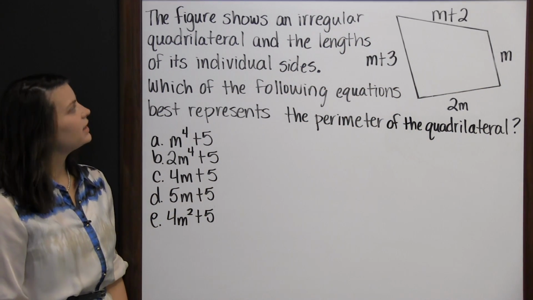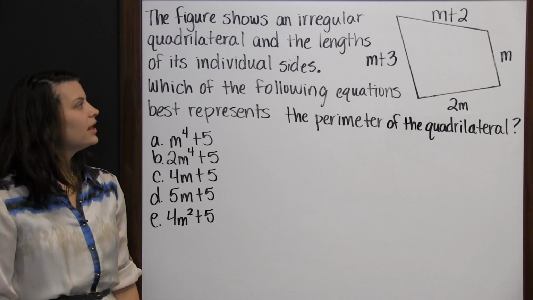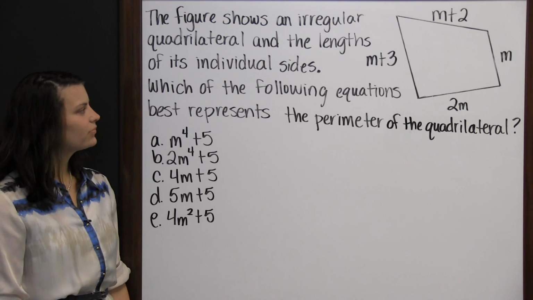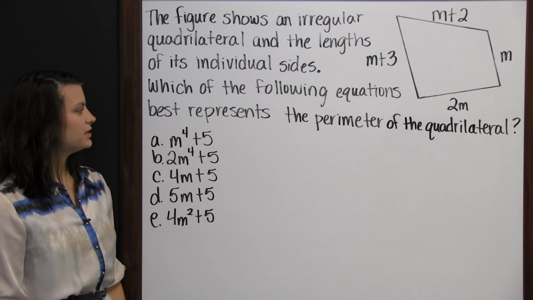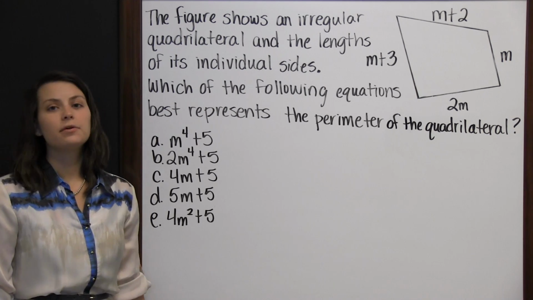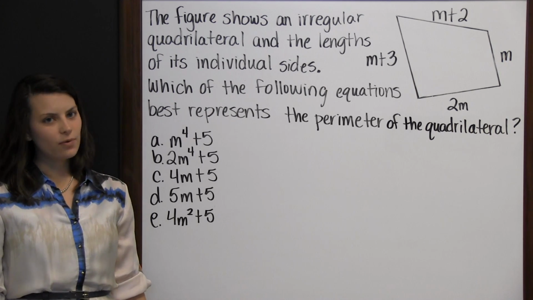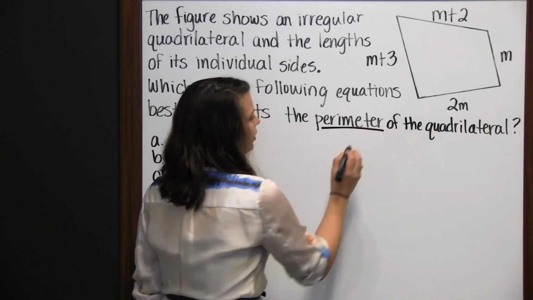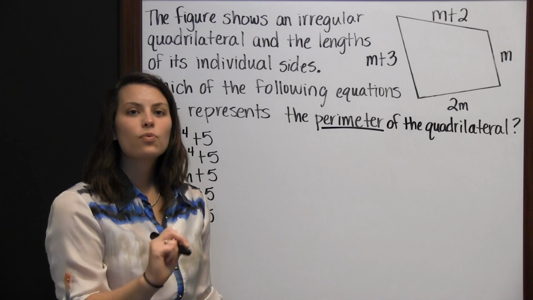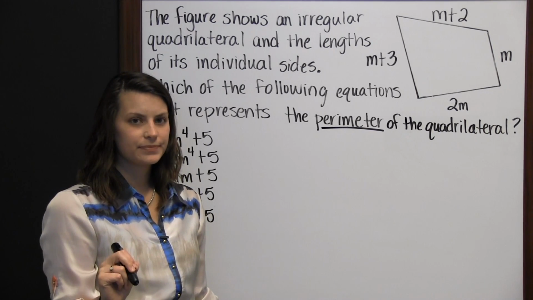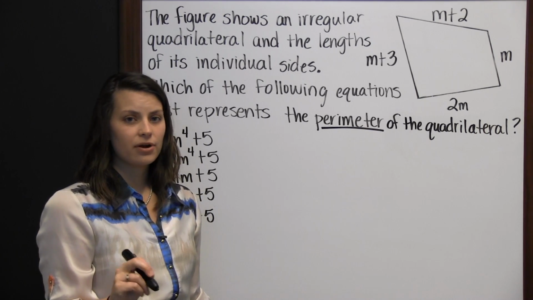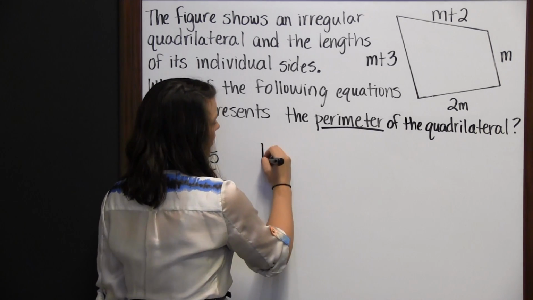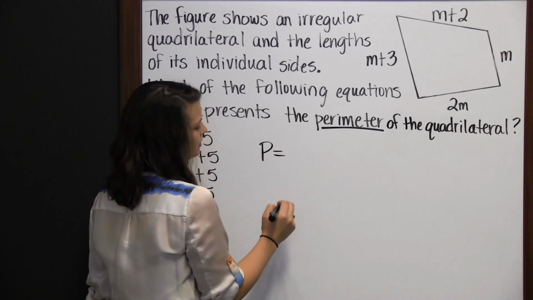The figure shows an irregular quadrilateral and the lengths of its individual sides. Which of the following equations best represents the perimeter of the quadrilateral? The perimeter is the distance around a figure. To find the perimeter of any shape, you can simply add all of the sides.